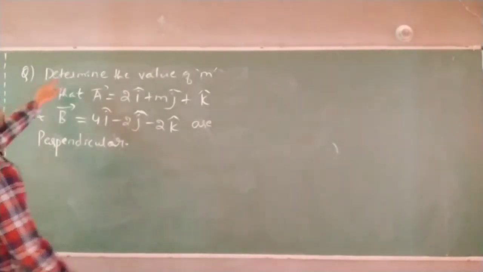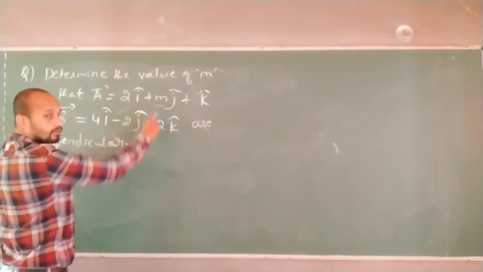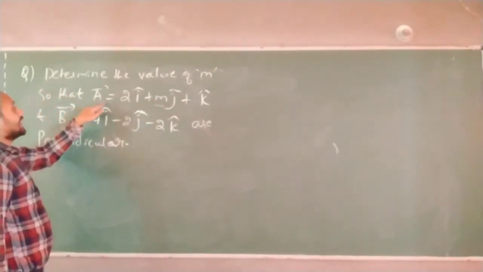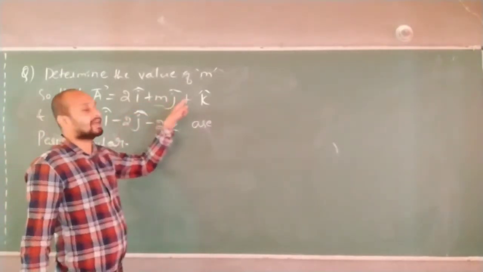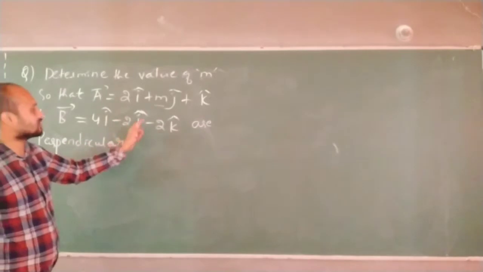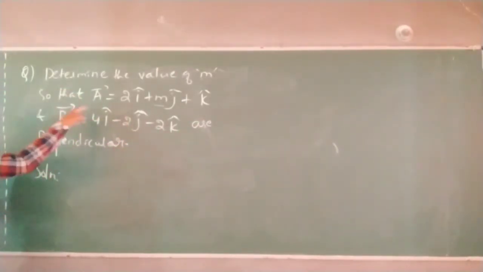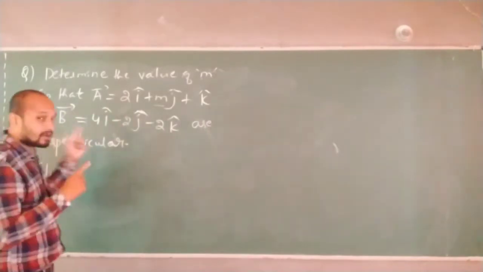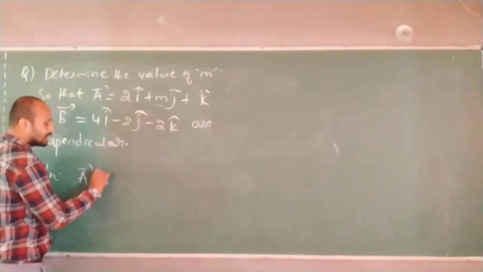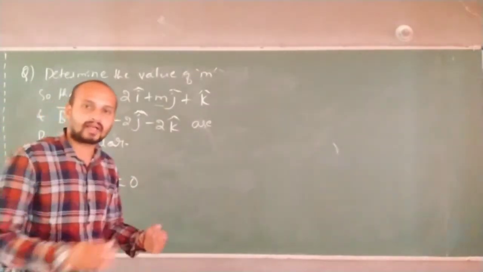Determine the value of m. m is one constant, a magnitude value in a particular vector. Vector A is 2i cap plus mj cap plus k cap, and vector B is 4i cap minus 2j cap minus 2k cap. They are perpendicular. So when they are perpendicular to each other, the dot product of these two vectors has to become 0. Correct? The dot product of two vectors must become 0.